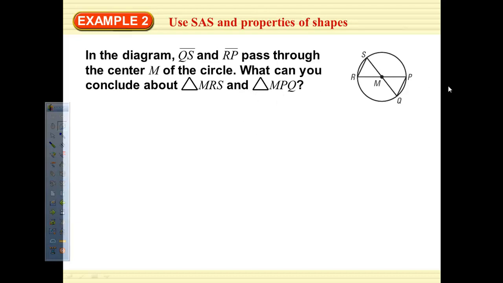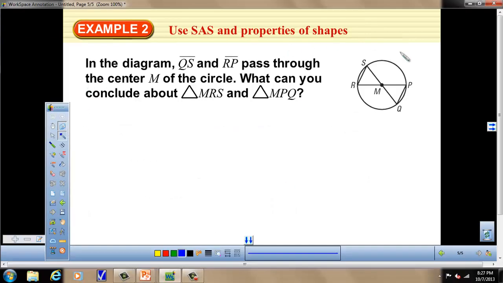In this next example, we're going to look at QS and RP, which pass through the center M of the circle, and we want to conclude, hopefully, that the two triangles are congruent. I call this kind of triangle setup either a bow tie problem or an hourglass problem. Hopefully you can see how it looks like a bow tie, and if you turn your head to the side, it looks like an hourglass.